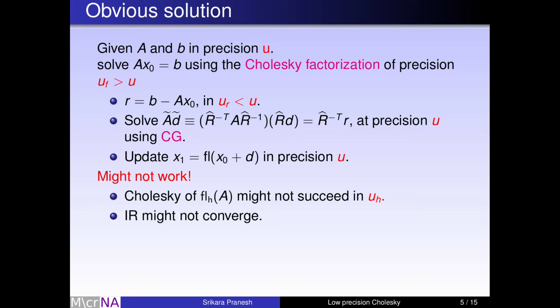Point number two is a bit more technical in nature, which I will clarify as we go along the presentation. So CG might not work as well. So these are the two very important issues one needs to address if we want to use this GMRES-based iterative refinement idea for symmetric and positive definite matrix.